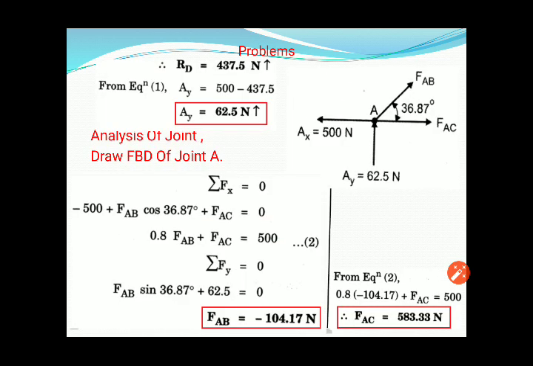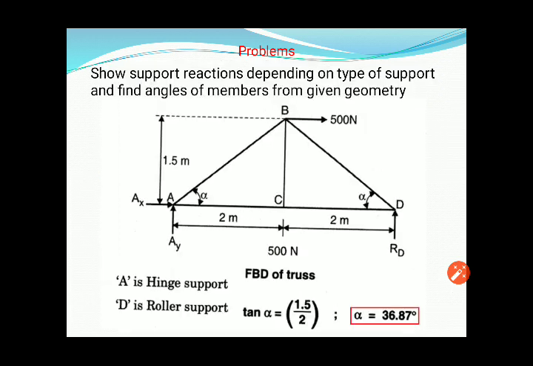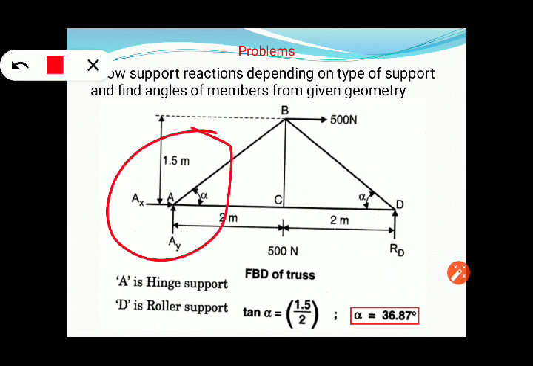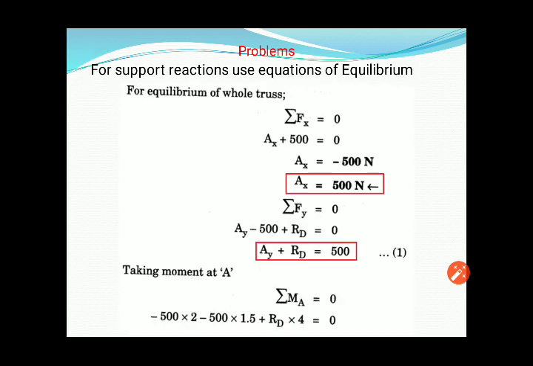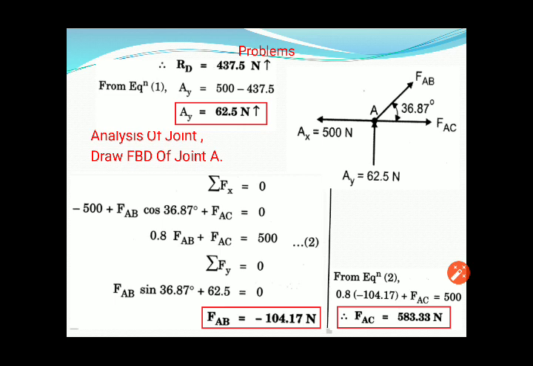So first I will consider joint A. So where is joint A? So this is joint A. I will separate that joint. Here, I have considered AX, that was a negative answer, so it is shown by changing the direction. AY was positive, so show it like that only. So force in member AB, force in member AC. I have considered all the forces as tensile.